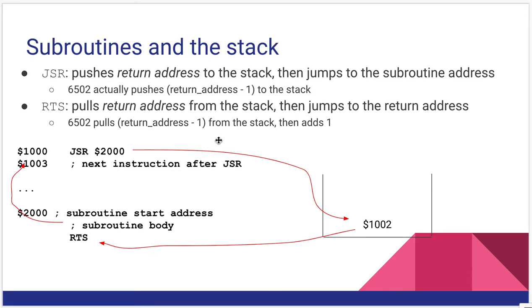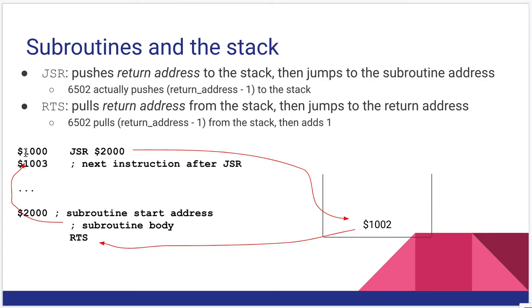To be a little more specific, it actually pushes the return address minus one. Then, later in our program, when we encounter an RTS instruction, it expects the return address to be whatever is on top of the stack. So it will pull that, add one to give us the actual return address, and then load that into the program counter to be the next instruction executed.